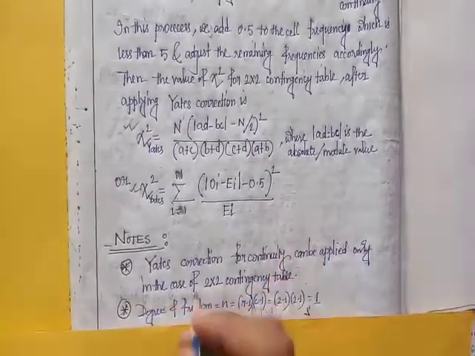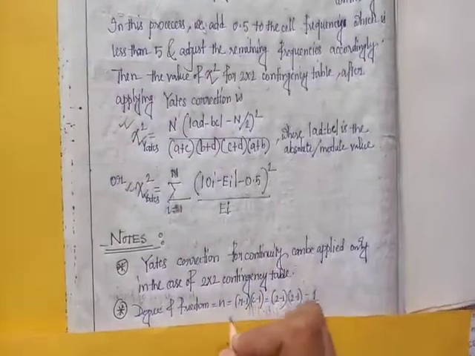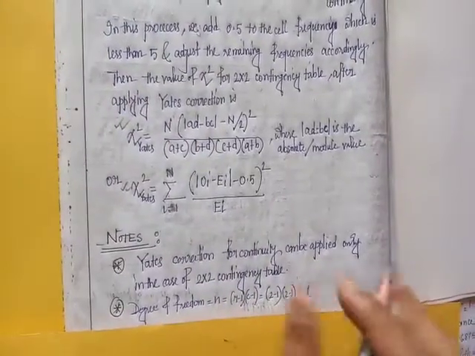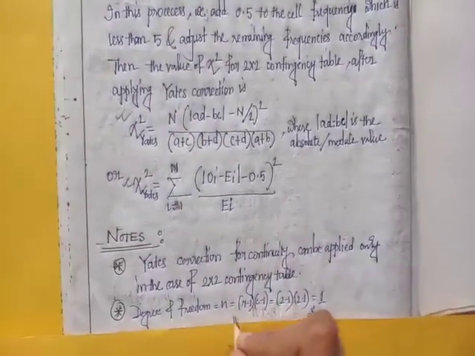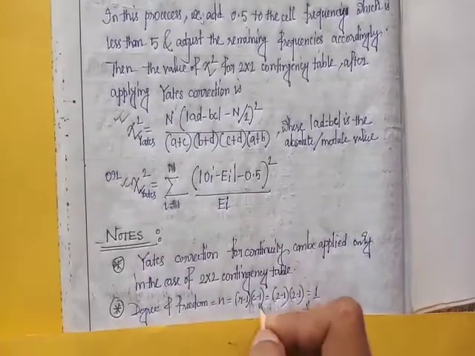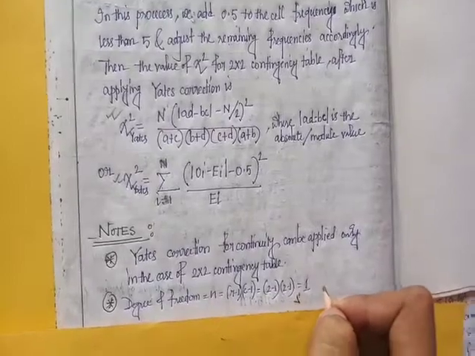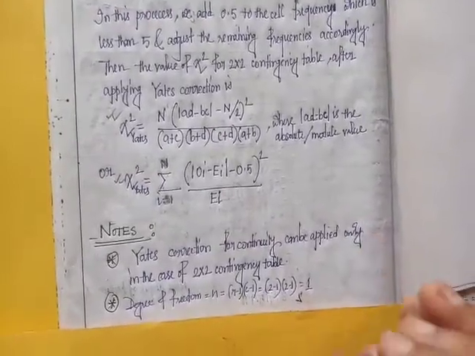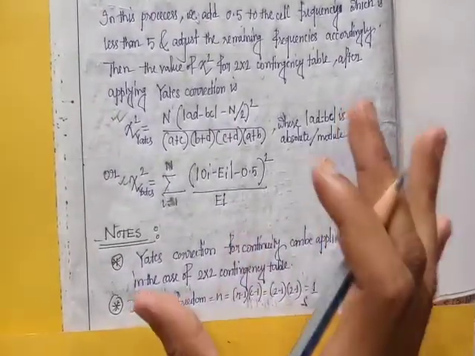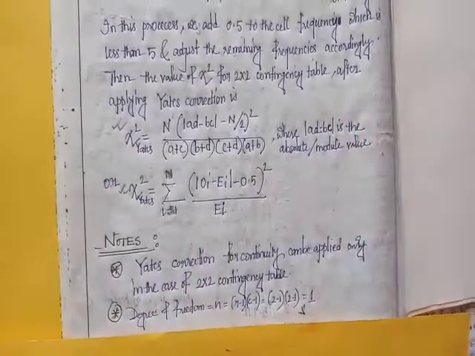And the degrees of freedom becomes 1 also. So degrees of freedom n equal to r minus 1 into c minus 1, that is 2 minus 1 into 2 minus 1, equal to 1. So degrees of freedom is always 1. Okay. Clear?